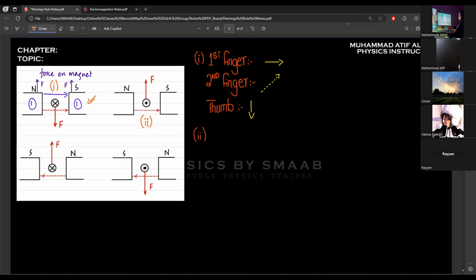So you can see force is acting in upward direction and magnetic field is moving from north to south and current is moving into the paper. Okay. And the same happens with the third and the fourth if you reverse the direction. Okay. So if we reverse the direction, what happens actually? Let's suppose this is the third one.